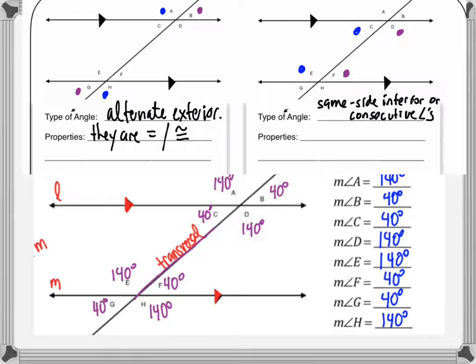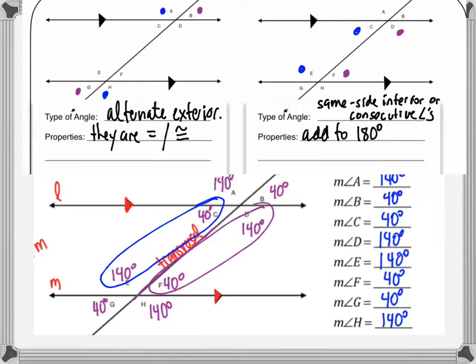Okay, so that leaves us to the last one, which are going to be these two guys right here. And these guys are referred to as same side interior or consecutive angles. And basically, their secret power is that they add to 180 degrees. So if we look at this side right here, we know that we got 40 degrees and 140, and those are going to add to 180. And just like those guys right there, they are going to add to 180 degrees. And so the vocabulary word we can also use is that they are supplementary.